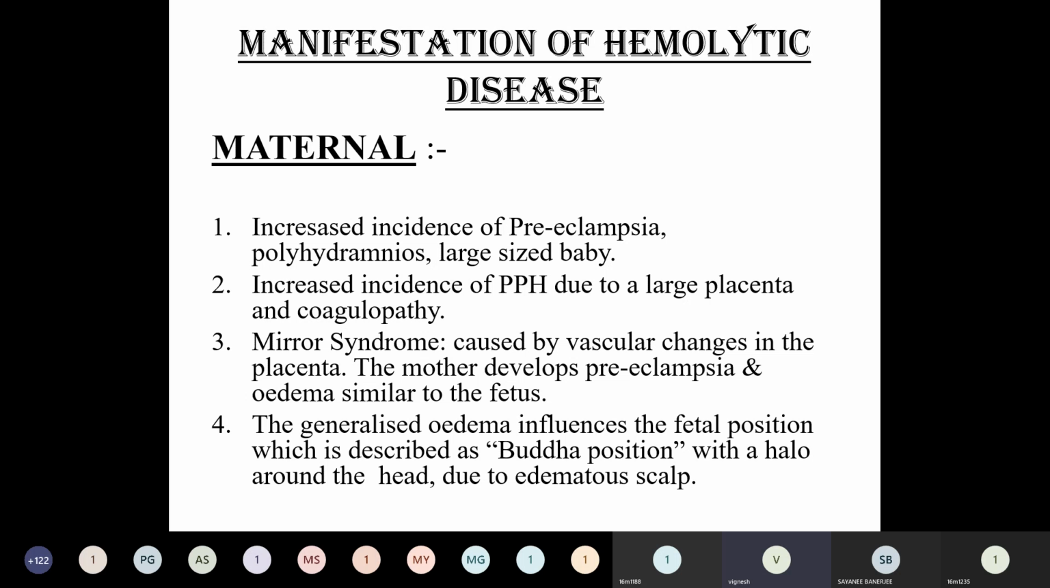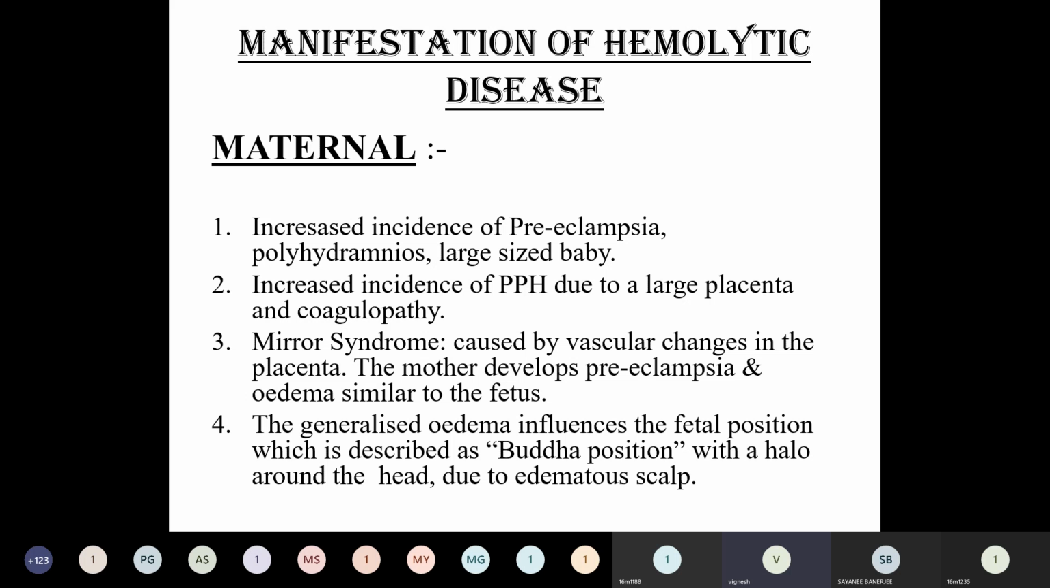So what are all the manifestations if Rh isoimmunization has already occurred and the mother is Rh negative and the fetus is Rh positive? The various manifestations of hemolytic disease would be maternal and fetal. The maternal problems are increased incidence of preeclampsia, polyhydramnios, large-sized babies or macrosomia more than 4 kgs, and increased incidence of postpartum hemorrhage due to large placenta and coagulopathy.